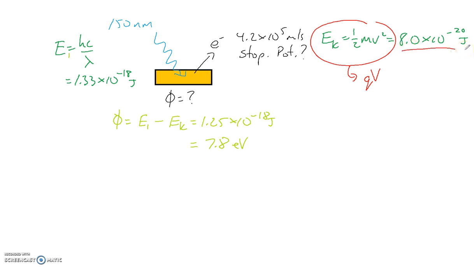So the amount of kinetic energy the electron leaves with must be equal to QV. So if I take that, 8.0 times 10 to the negative 20 joules, and make that equal to QV, I just have to divide the amount of kinetic energy by the charge of the electron. And if I do that, I can find out that the stopping potential required is about half of a volt. So about 0.5 volts between two plates would stop the electron from leaving.